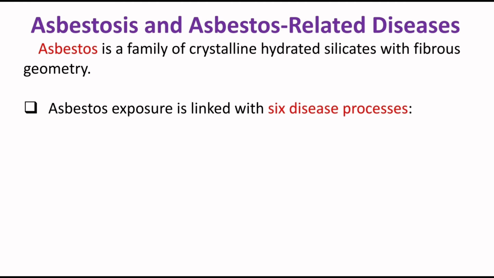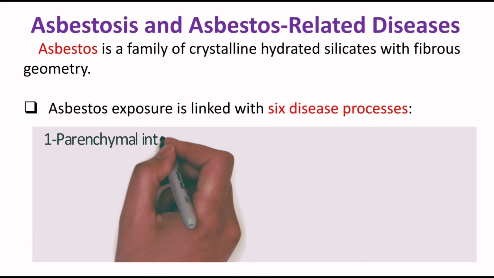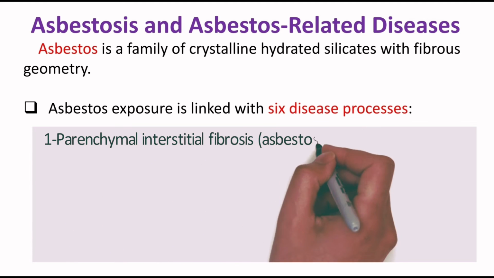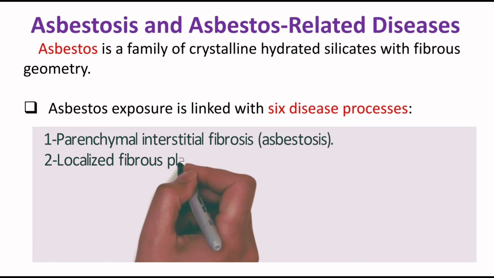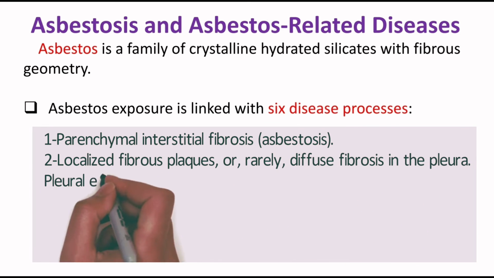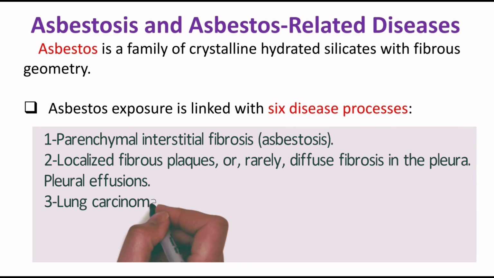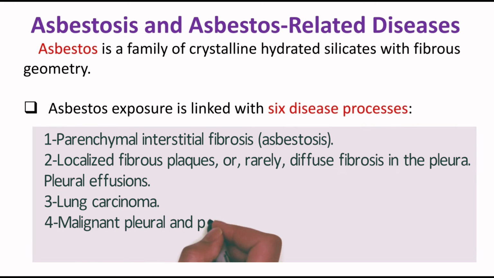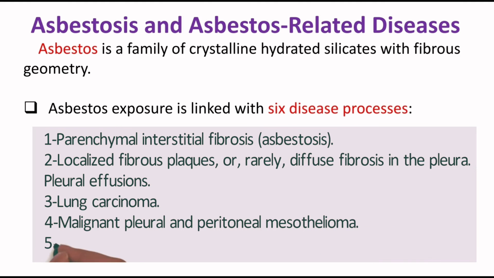Asbestos is a family of crystalline hydrated silicates with fibrous geometry. Asbestos exposure is linked with 6 disease processes. First, parenchymal interstitial fibrosis, which means asbestosis, and localized fibrous plaques or rarely diffuse fibrosis in the pleura. And also we have pleural effusions, lung carcinoma, malignant pleural and peritoneal mesothelioma, and also laryngeal carcinoma.